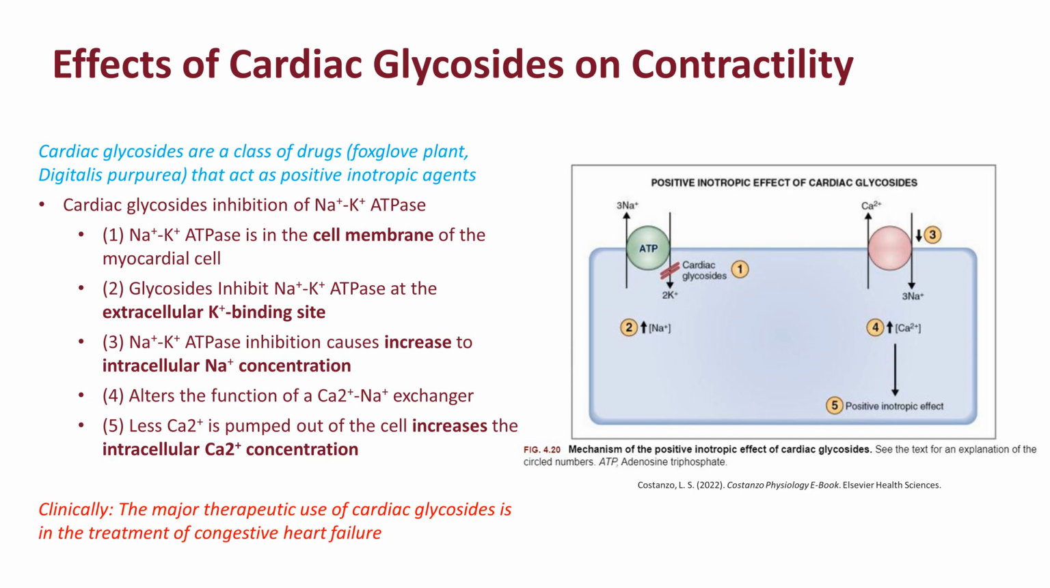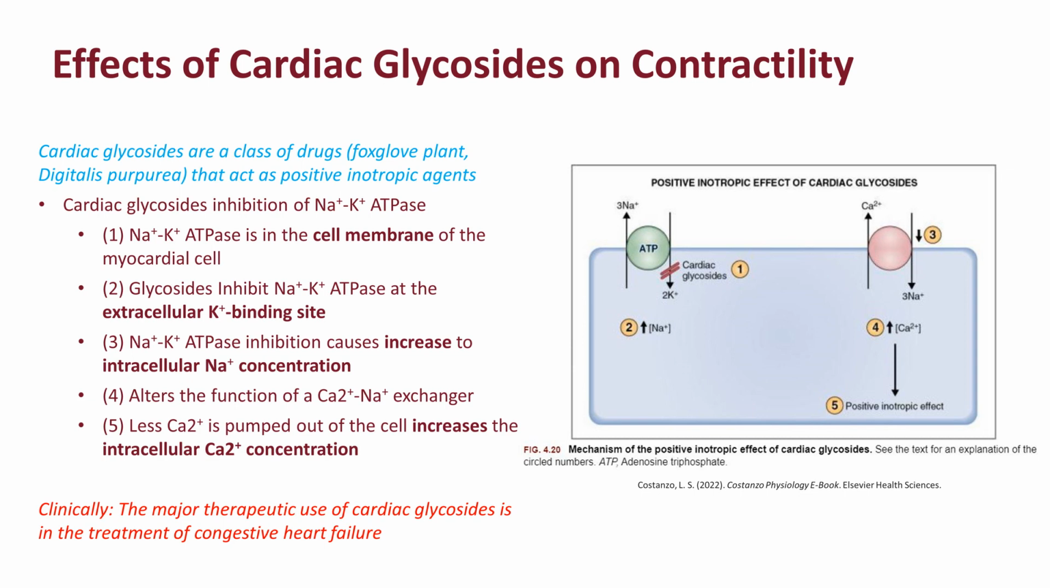So the mechanism of cardiac glycosides is as follows. They inhibit the Na-K ATPase. The Na-K ATPase is located in the cell membrane of the myocardial cells. Its job is to maintain the potassium and sodium balance. What the cardiac glycosides do is inhibit the extracellular side for the binding of potassium, thereby inhibiting the Na-K ATPase, leading to an increase of intracellular sodium concentration. Because there's more sodium inside the cell, it messes up the calcium-sodium exchanger, and therefore less calcium is pumped out of the cell, which causes a buildup of calcium inside the cell.